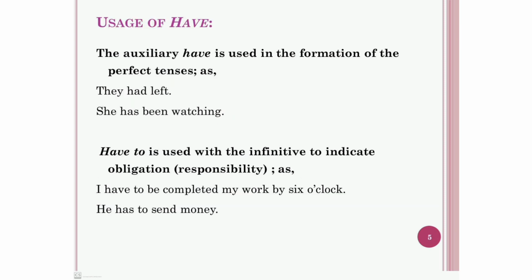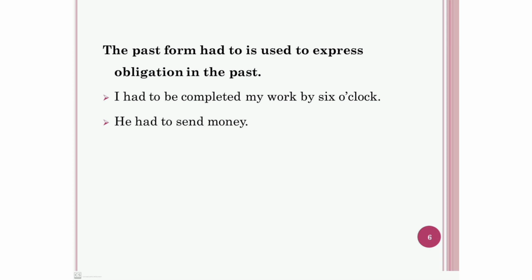Usage of have. The auxiliary have is used in the formation of the perfect tenses, as they had left, she has been watching. Have to is used with the infinitive to indicate obligation, responsibility, as I have to complete my work by 6 o'clock. He has to send money. The past form had to is used to express obligation in the past, as I had to complete my work by 6 o'clock or he had to send money.